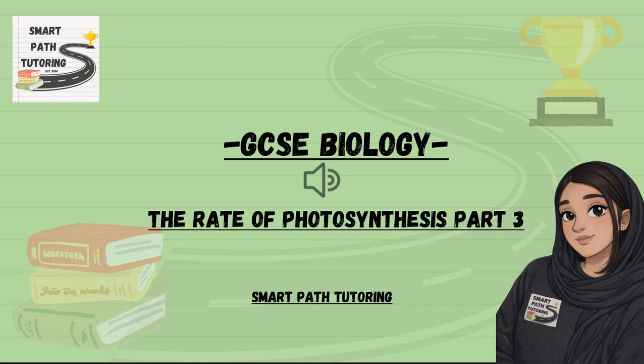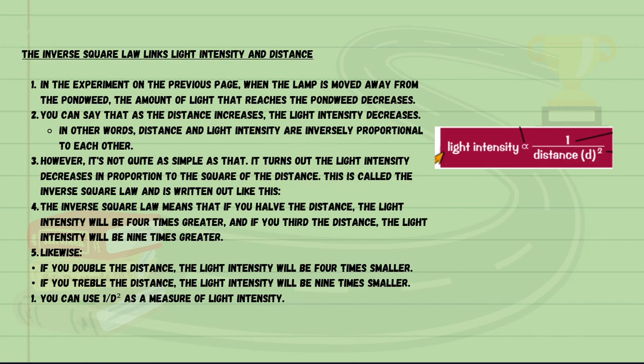Today's video is about the rate of photosynthesis part 3. The inverse square law links light intensity and distance. In the experiment on the previous page, when the lamp is moved away from the pond weed, the amount of light that reaches the pond weed decreases. You can say that as the distance increases, the light intensity decreases. In other words, distance and light intensity are inversely proportional to each other.